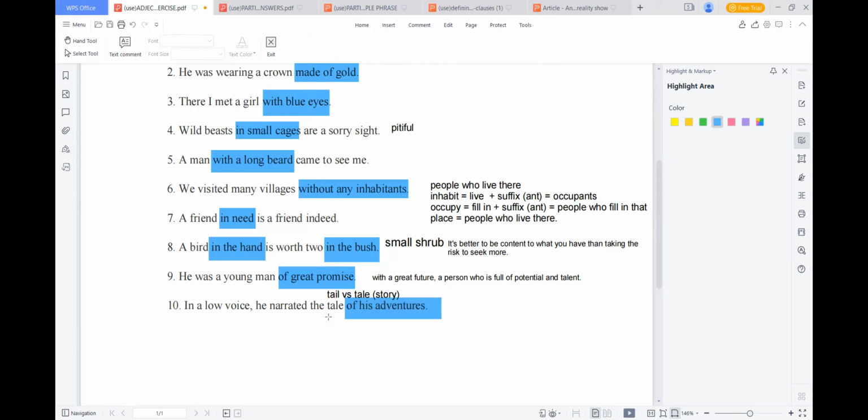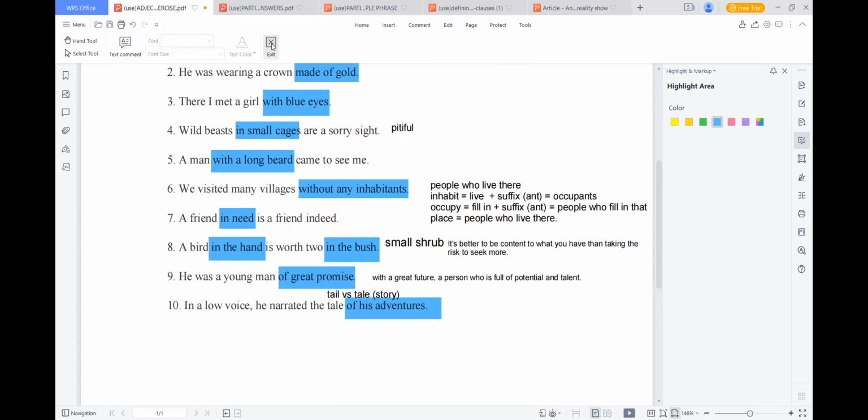Because this tale is about what? About his adventure. If you say he narrated the tale of someone's experience, what kind of tale is this? It's about his adventures. So of his adventure is an adjective phrase to describe the tale. In a low voice is not an adjective phrase. In a low voice is an adverbial phrase.